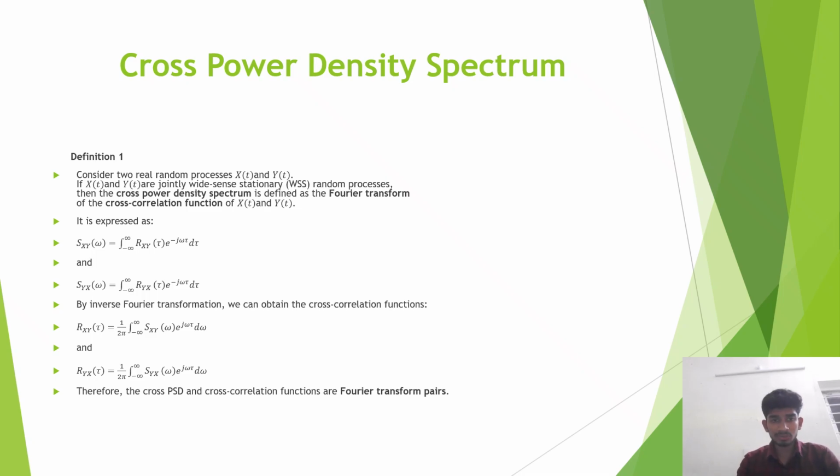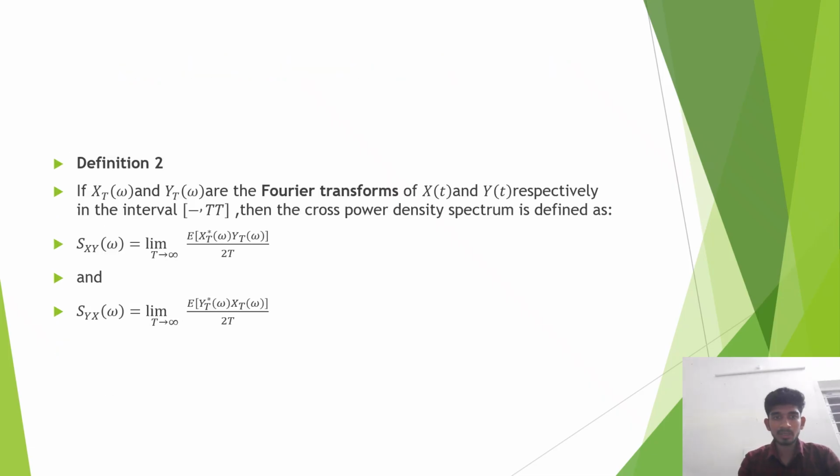Therefore, the cross power density function, spectral density, and cross correlation function are Fourier transform pairs. Definition: another definition of cross power density function.